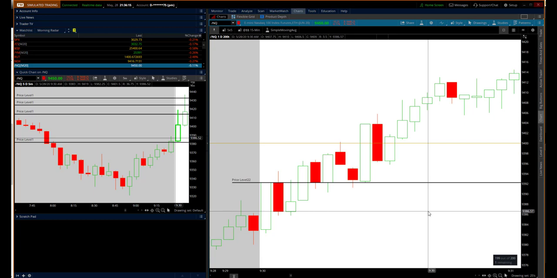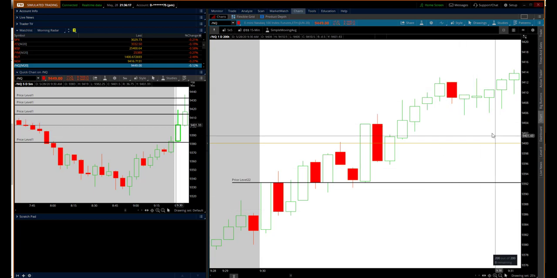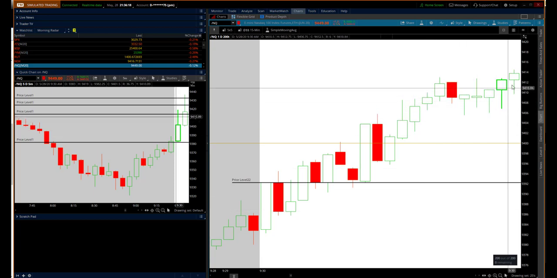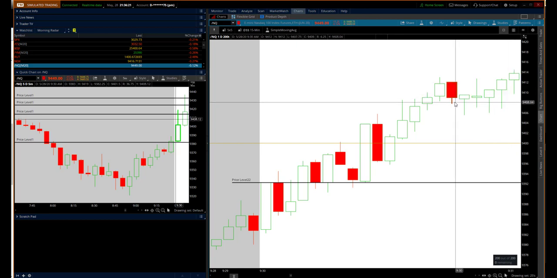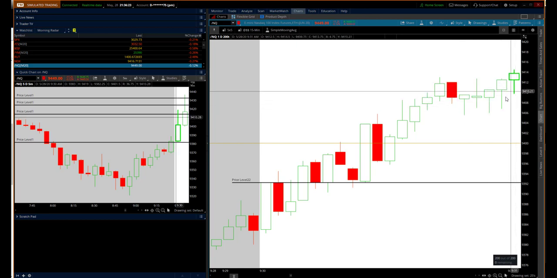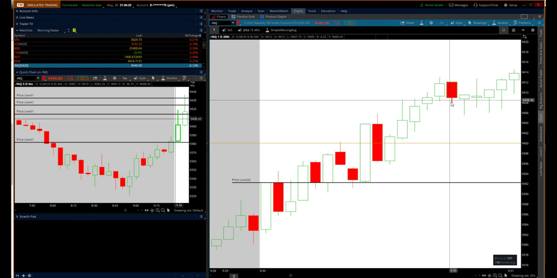It's obviously not wanting to let us in. Look at all these wicks down here. All of those wicks are indicating that there is buying pressure, that every time the market got anywhere near this level, the buyers were stepping in.